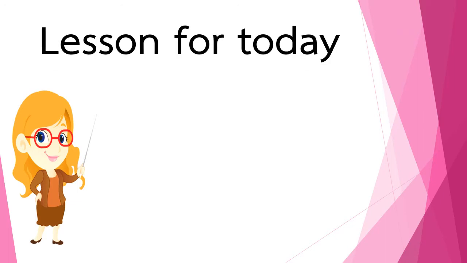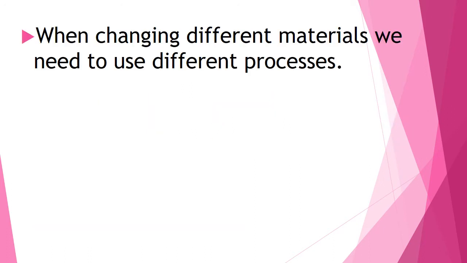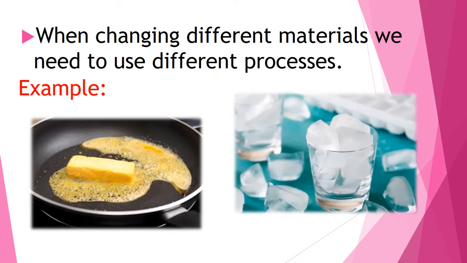Our lesson for today is about material changes, or we can call it changes of materials. When changing different materials, we need to use different processes. Example, we put the butter into the hot pan and it starts to melt. That is called melting processes. We put the water into the freezer and it becomes ice. That is called freezing processes.